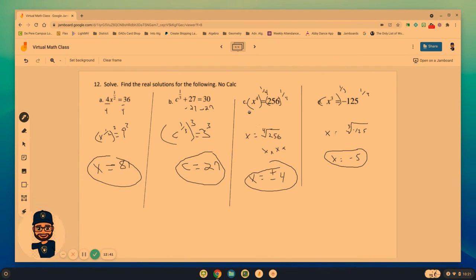In letter C, we have x to the 4th, so we raise it to the 1/4 power. So we do that to the other side, meaning the 4th root of 256, so some number times itself, and that's 4, but because we have an even power, we could have positive or negative 4 for an answer. And in letter D, we've got x to the 3rd, meaning we raise it to the 1/3 power, meaning we're looking for the cubic root of negative 125, so some number times itself 3 times, which would be negative 5.